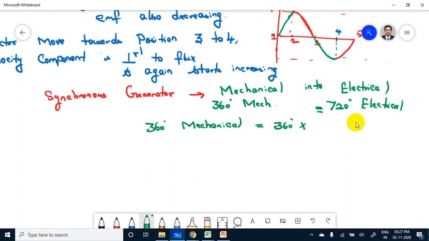We have to mention P divided by 2 into electrical. If P equals 4, 4 divided by 2, how many pairs of poles will you get? 2 pairs you will get. So where P is the number of poles.